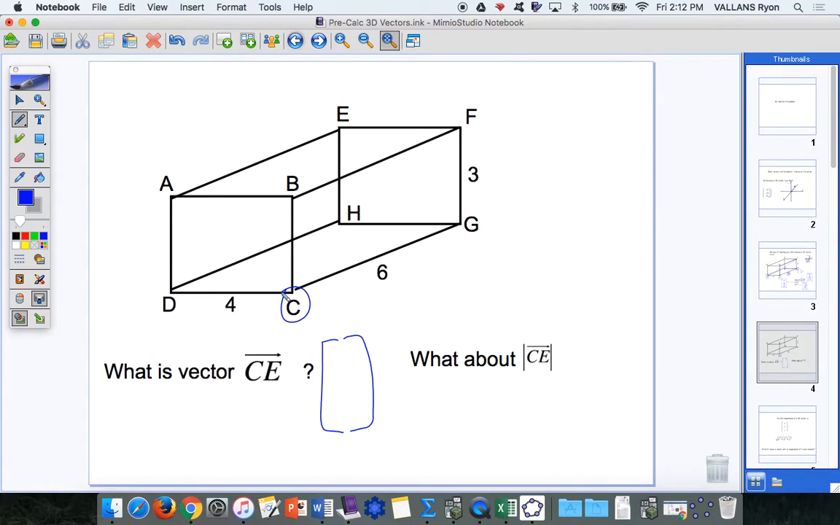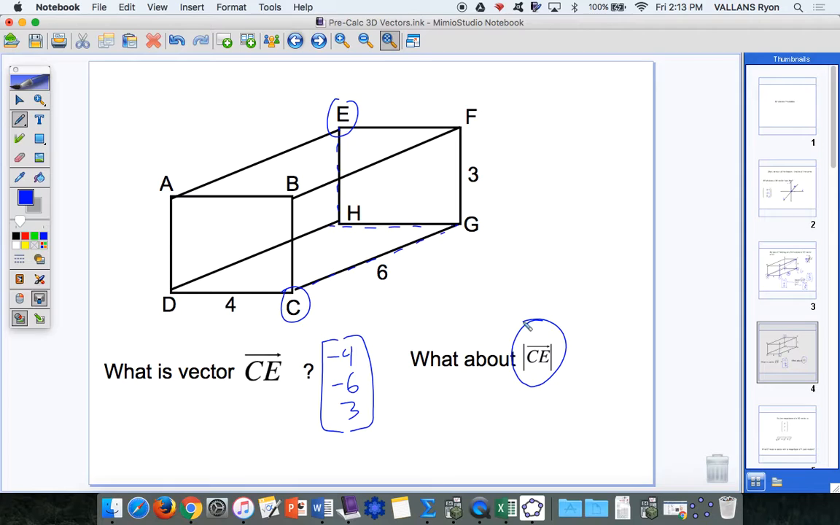What is vector CE? Start at C, end at E. So we can go back -6 on the y, -4 on the x, up 3 on the z, so that's vector CE. What's this? Well, that's the magnitude, and here's my point being on this one.